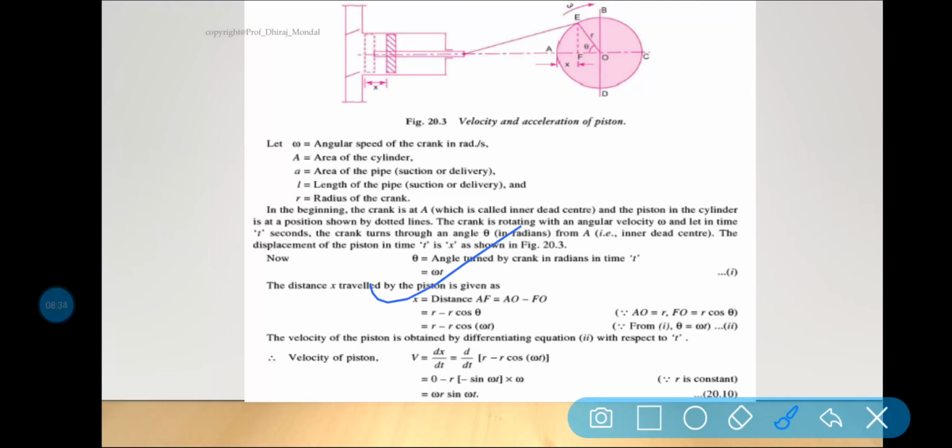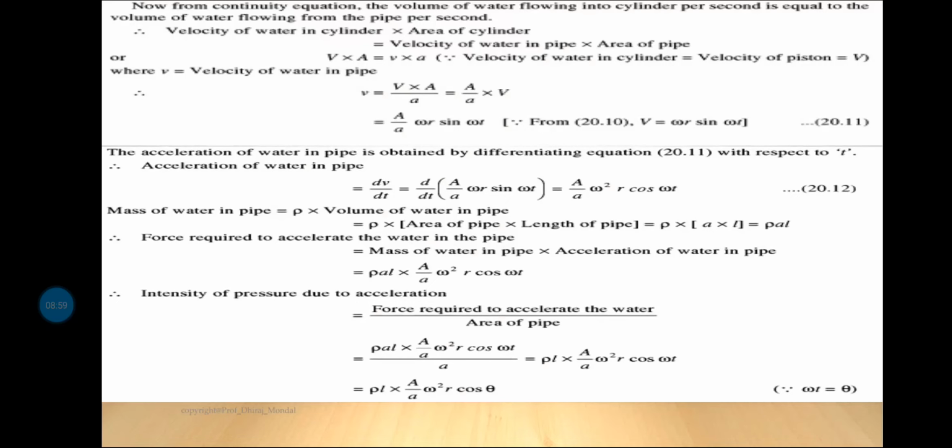Now if I calculate the piston velocity, V is equal to dx by dt, that means the rate of change of displacement is velocity. So put the value of x, R minus R cos omega t. If you differentiate this, you will get omega R sin omega t. Clear? V is equal to omega R sin omega t. Now come to the next slide.